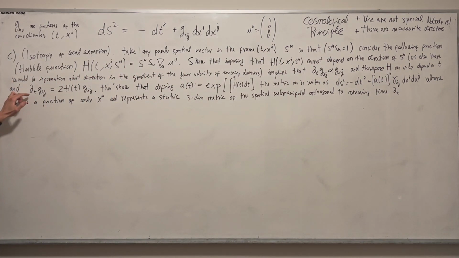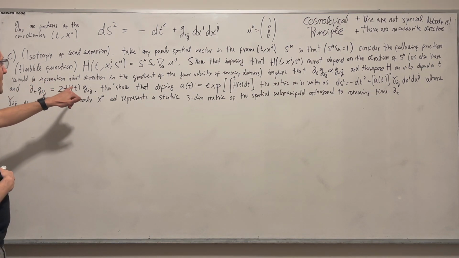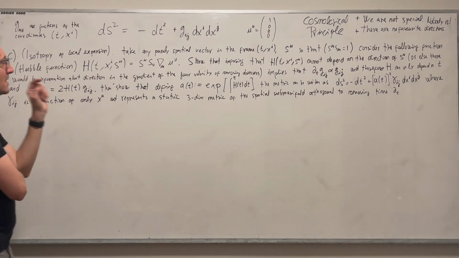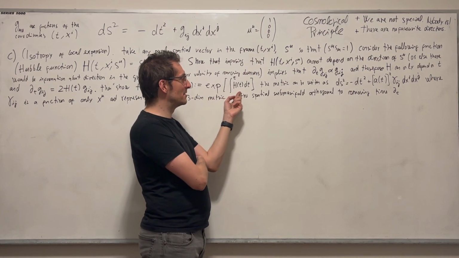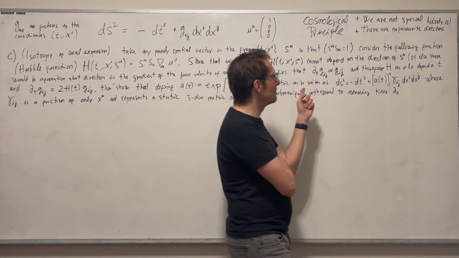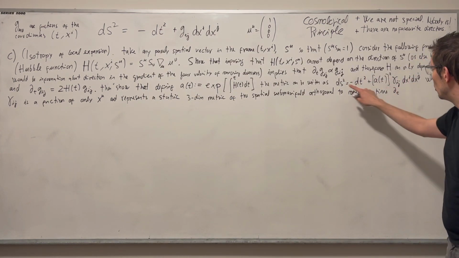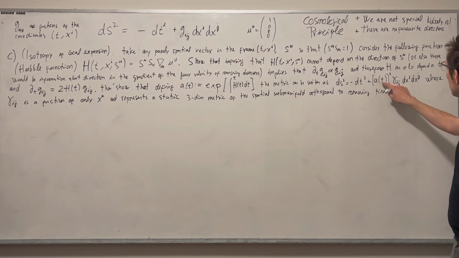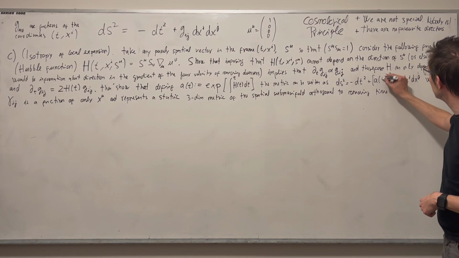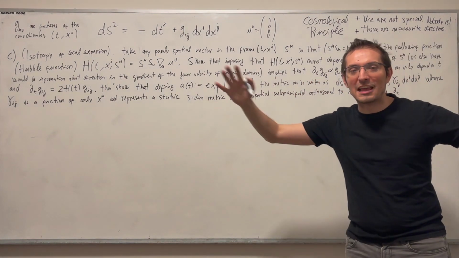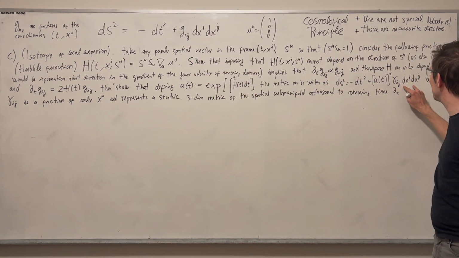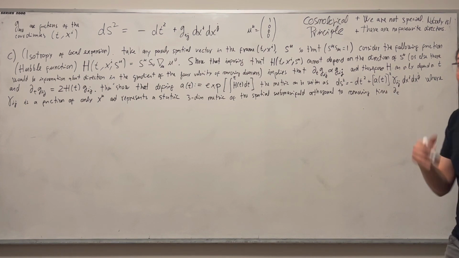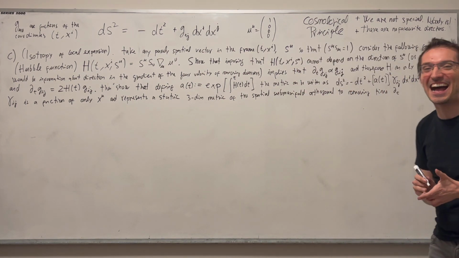And also show that partial t of g_ij is equal to twice the Hubble parameter, if you want, times g_ij. Then show that defining an a(t) equal to the exponential of the integral of the Hubble parameter with respect to time, then the metric can be written in this form. It would be great because this means that the time dependence of the spatial part of the metric is just a scale factor. So the universe is expanding or contracting in time, but the shape will not change in time. It's just a scale factor, a conformal factor for the spatial metric.